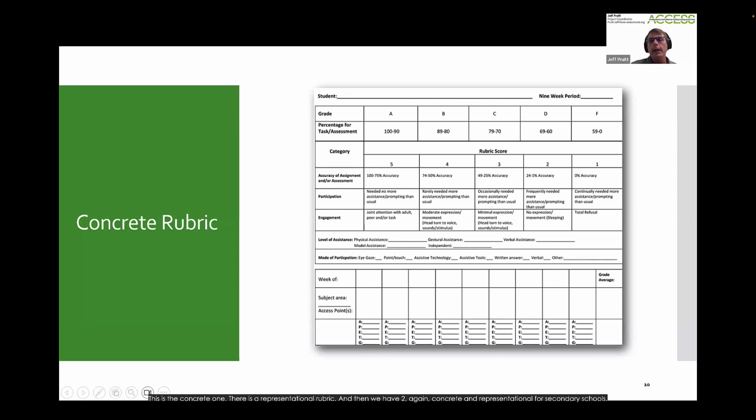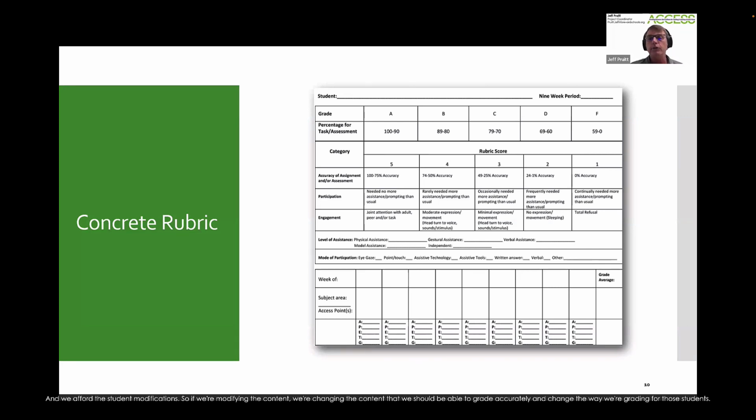And we have an evaluation. We have 2 evaluations for elementary school. This is the concrete one. There is a representational rubric. And then we have 2, again, concrete and representational for secondary schools. What this is, it breaks the grade down into 3 separate sections. Remember, we're working on an alternate academic achievement standard for students on access points.